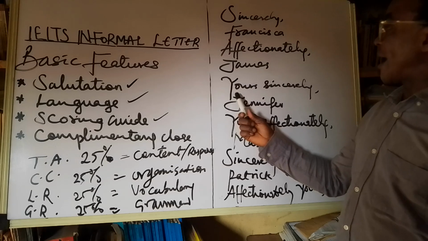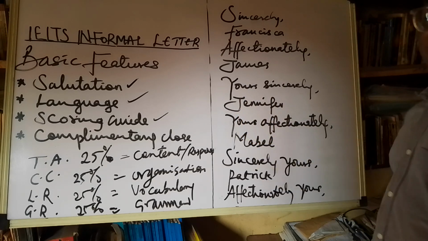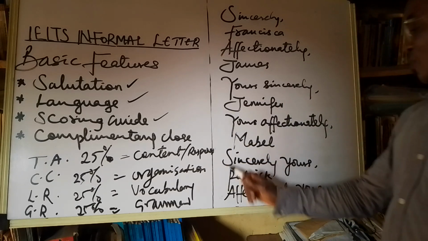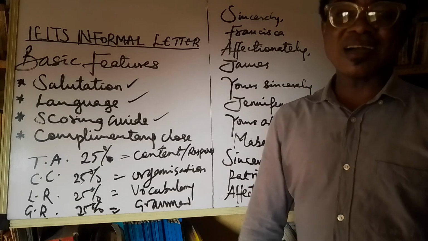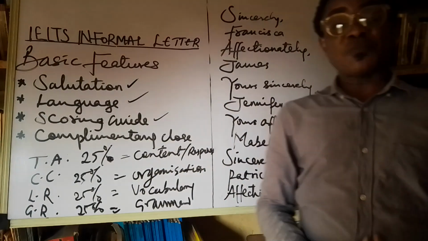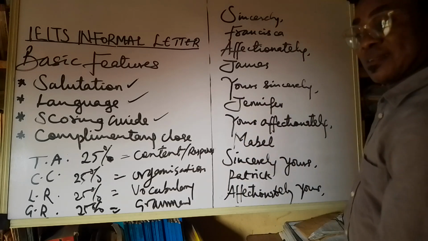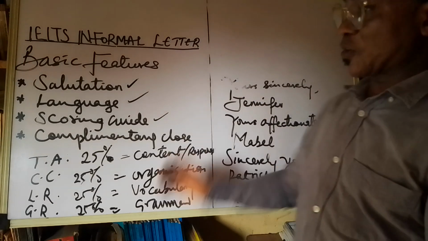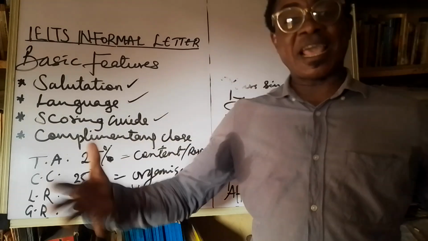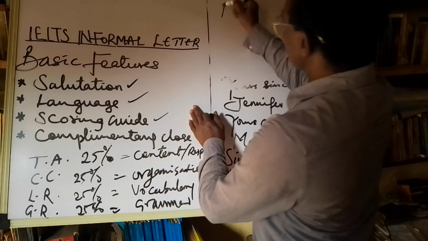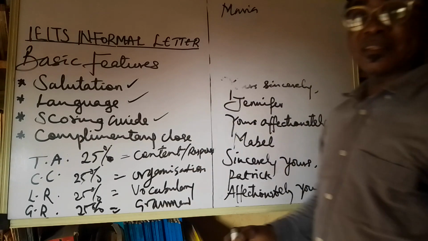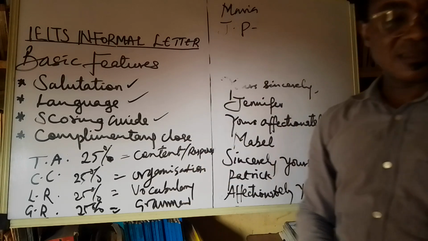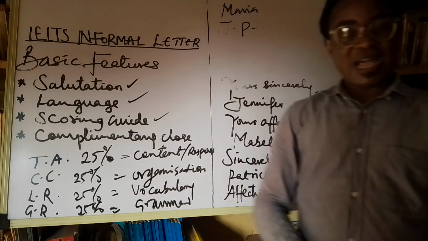Now notice that when you write in full, yours sincerely or yours affectionately, the second of the two words begins with a small letter, while the first begins with a capital letter. These are some important rules that you have to bear in mind while writing an informal letter. Now, another alternative to this complimentary close is to simply write your name alone. At the end of your letter, you simply write Maria, or you write JP, the initial, as your complimentary close.